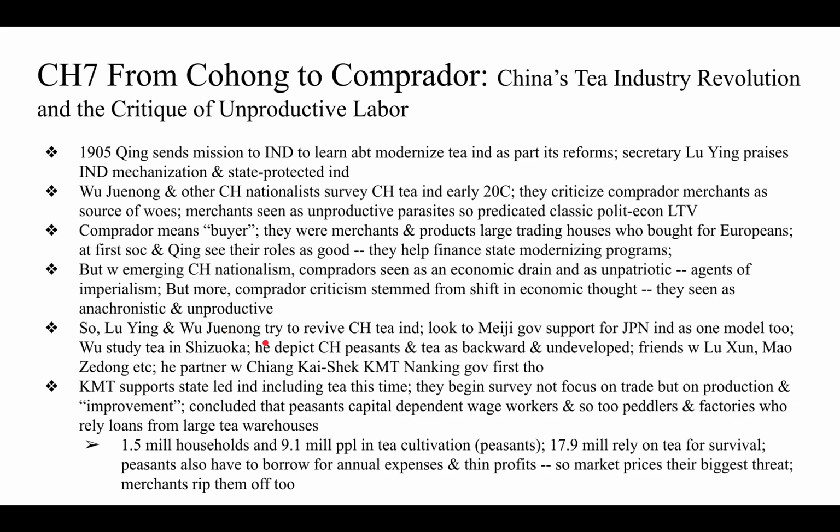So Liu Ying and Wu Juenong tried to revive the Chinese tea industry, and they looked to the Meiji government in Japan for support and as one model as well. Wu, for instance, studied tea production in Shizuoka, and he depicted Chinese peasants and tea as being backwards and undeveloped. He was friends with Lu Xun, Mao Zedong, and other influential Chinese intellectuals and leaders. He also partnered with Chiang Kai-shek in the KMT, the Kuomintang nationalist government in Nanking. And the KMT supported state-led industry, including tea at this time.